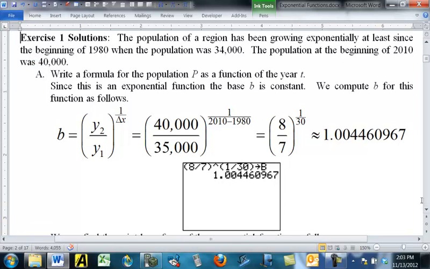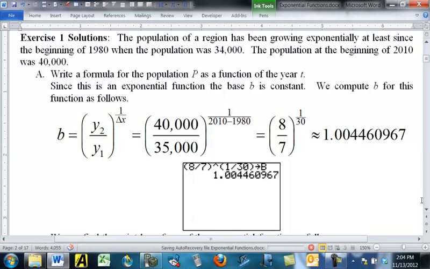Okay, since it's been growing exponentially, we know that this base, b, should be constant. How do we find b? Well, it's y2 divided by y1 to the power 1 over delta x. So y2 for the second point was 40,000, y1 was 34,000. By the way, 40,000 over 35,000, we can divide top and bottom by 1,000. We get 40 over 35. Divide top and bottom by 5, and we get 8 over 7. So that reduces to 8 over 7.